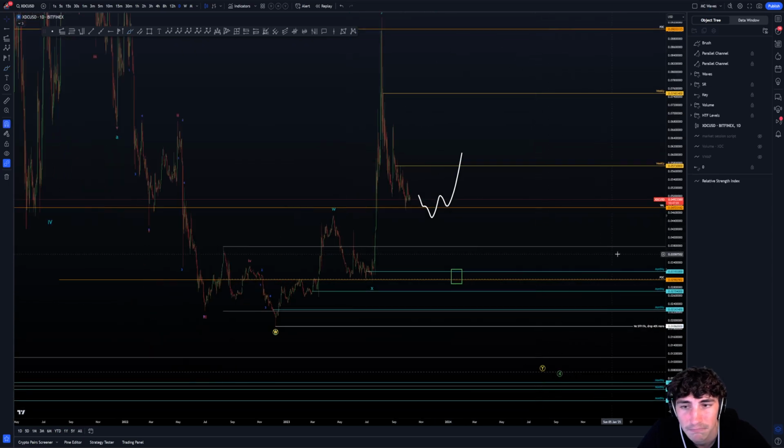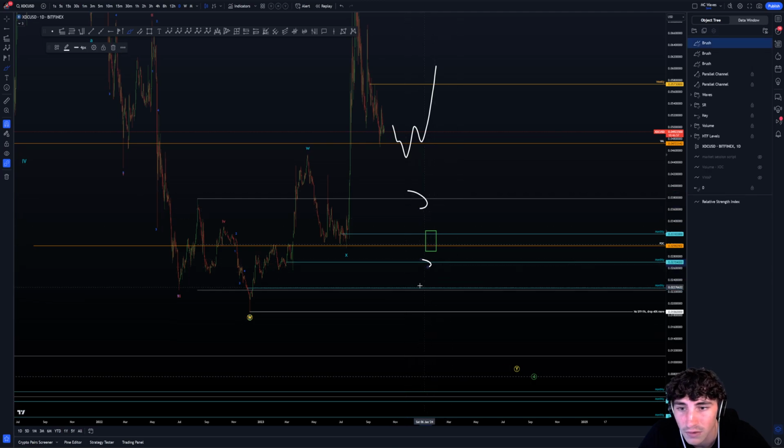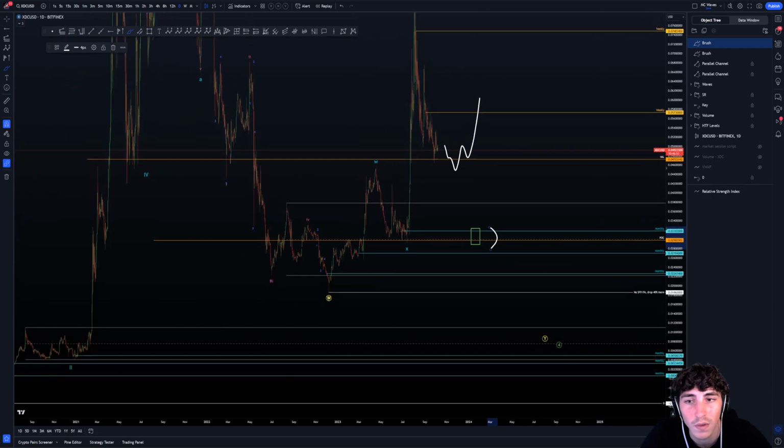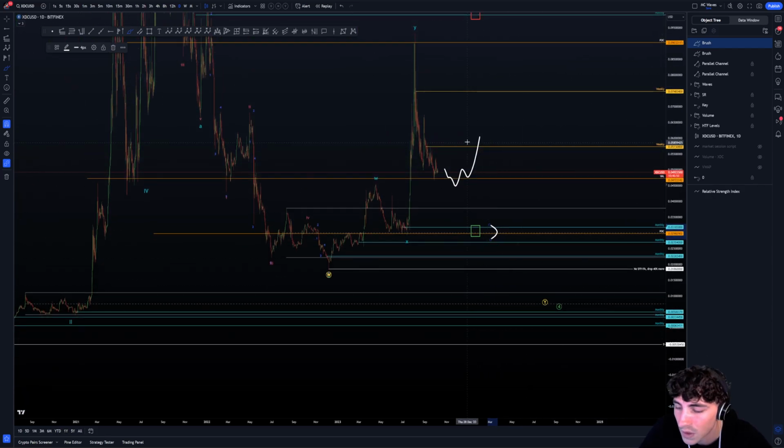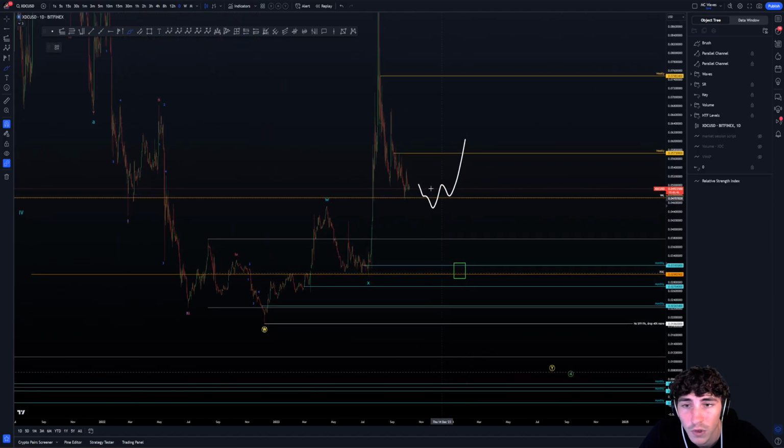Okay, it's all about probabilities. We can bounce, we can even go below, but personally these are my preferred targets where I am looking for something more likely. So yeah, first we'll have this possible setup.